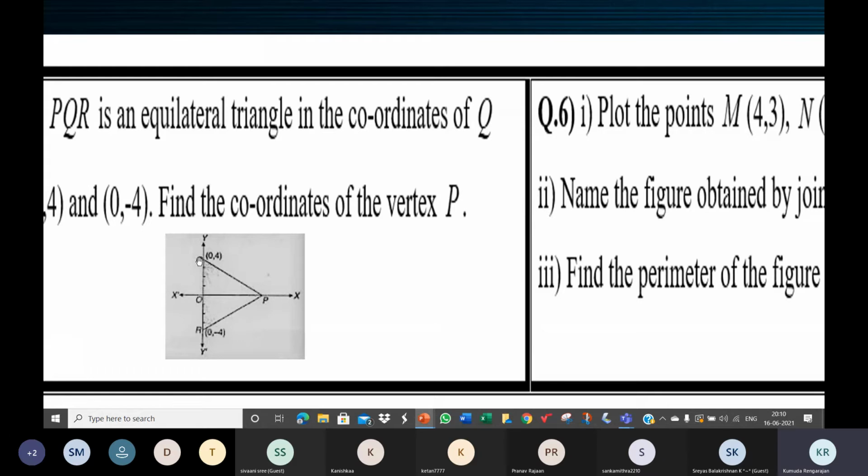PQR is equilateral. And you can see the coordinates of R and Q. But we need to find the coordinates of the vertex P. What's the side of the triangle? What's the length of the side of the triangle?